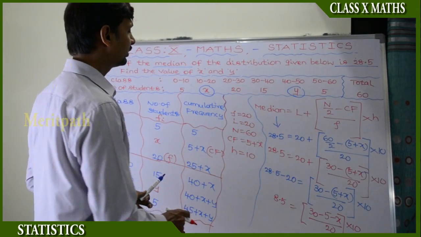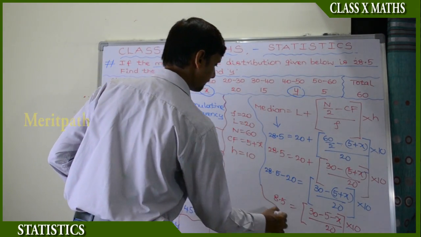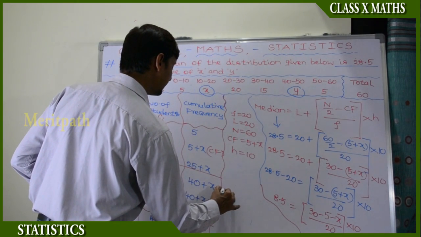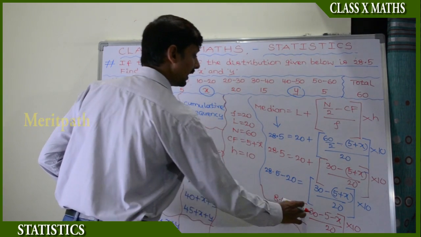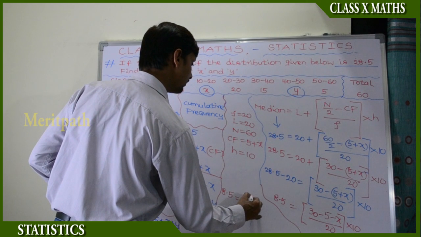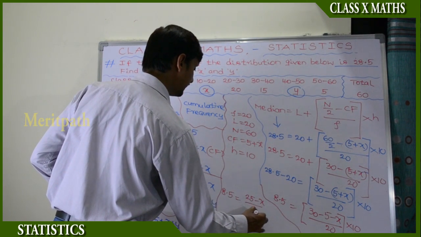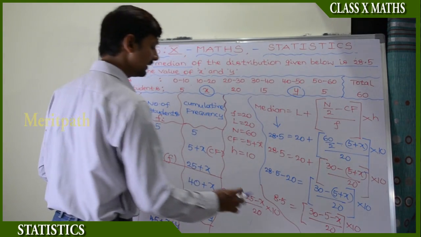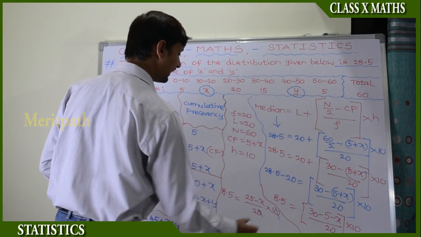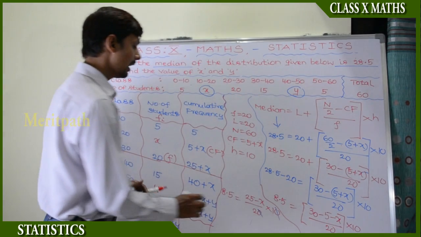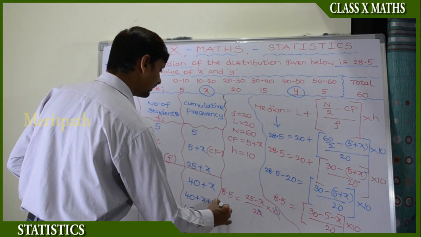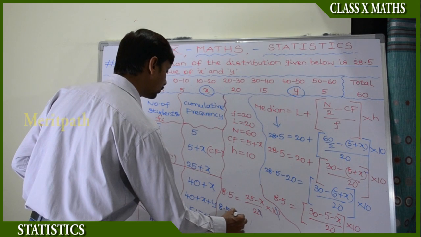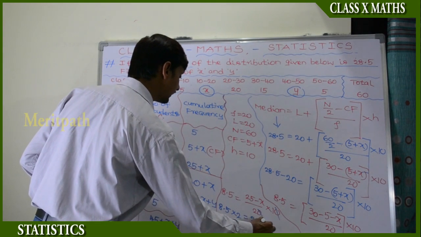So after simplification of this, we'll be getting 8.5 is equal to 30 minus 5 is 25 minus x, divided by 20 into 10. So we can cancel the numerator and the denominator. We'll be getting 2 here, and let's transpose this 2 to the left hand side. We'll be getting 8.5 into 2 is equal to 25 minus x.